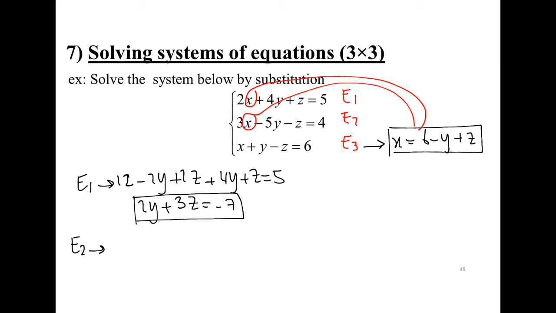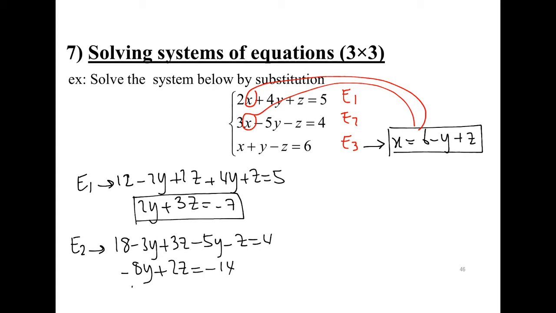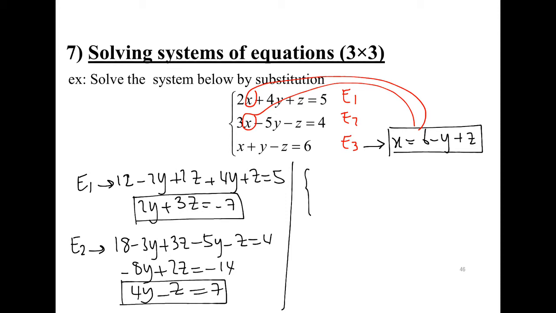Then doing the same thing for E2, replacing x by that expression would lead to 3 times the expression of x, that's 18 minus 3y plus 3z, minus 5y minus z equals 4. Then simplifying this, I end up with -8y plus 2z equals -14, which you notice we can divide by 2, or -2 in fact. So dividing this whole equation by -2 gives me 4y minus z is 7. So as you can see, by replacing x in E1 and E2 by its corresponding expression in terms of y and z, I ended up with two equations in y and z. Basically the system 3 by 3 was reduced into a system 2 by 2 in y and z.